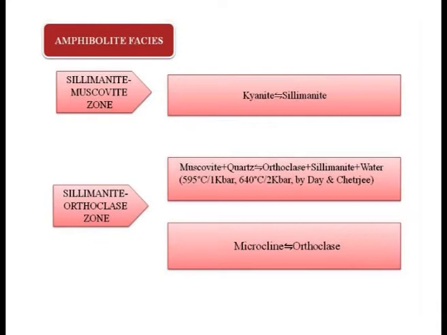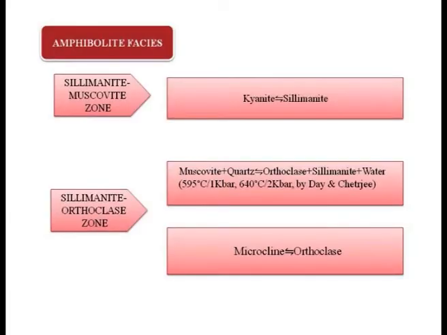Now, the next zone is the sillimanite orthoclase zone. Muscovite, which was present throughout the range of metamorphic phases from greenschist to the sillimanite muscovite zone of amphibolite phases, now becomes unstable. It is with this breakdown of muscovite that the sillimanite orthoclase zone begins. The following reaction takes place: muscovite plus quartz gives rise to orthoclase plus sillimanite plus water, at 595 degrees centigrade 1 kilobar, 640 degrees centigrade 2 kilobar, by Day and Chatterjee 1974.